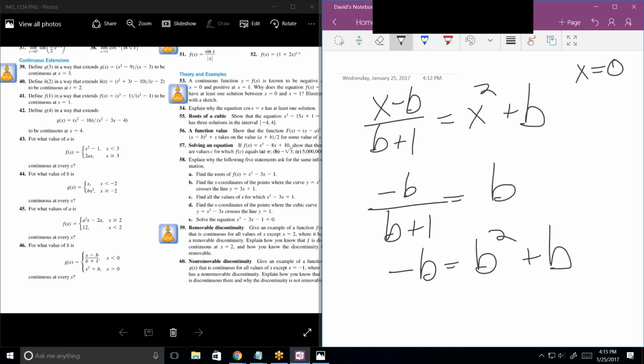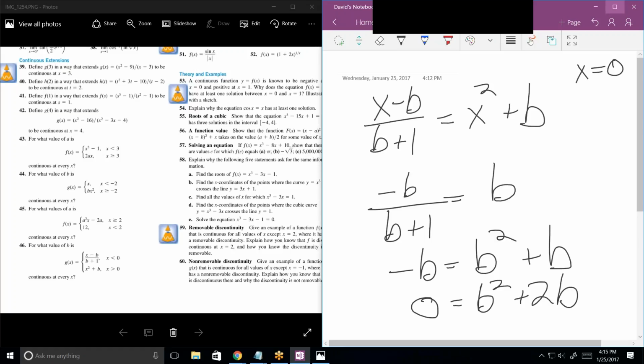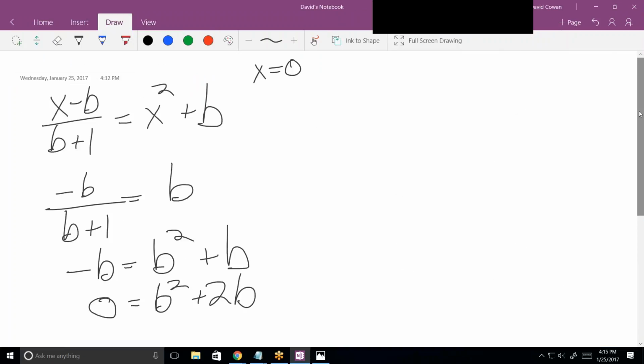Then I could add the b to the other side. Yeah, leaving 0 on the left, equals b squared plus 2b. Now, yeah, this is a quadratic, but it is missing the constant. But that's okay. I'm going to solve this problem exactly the same way. It's a factoring problem.